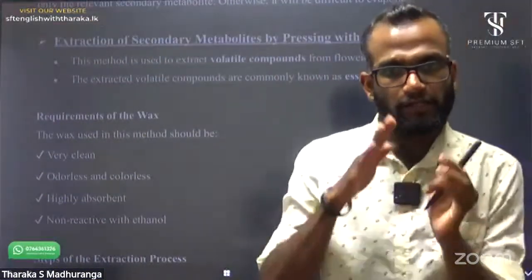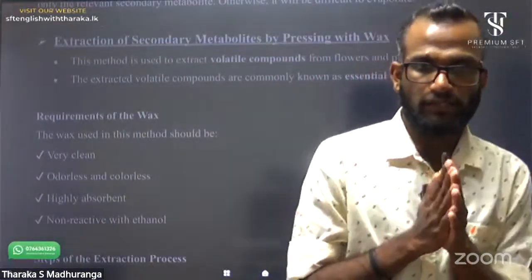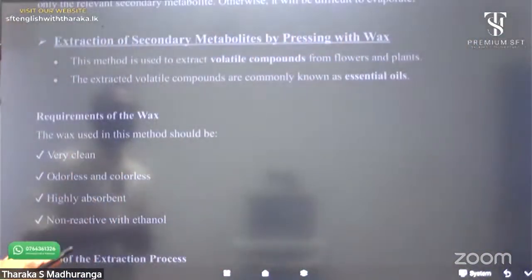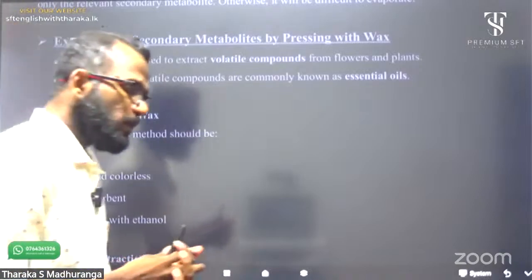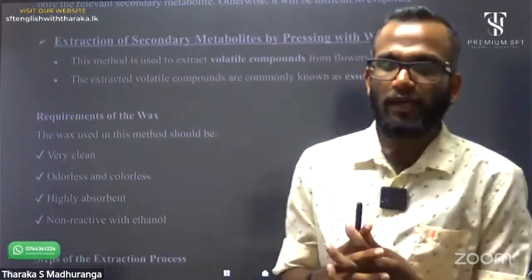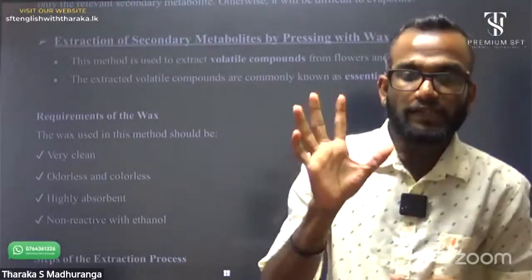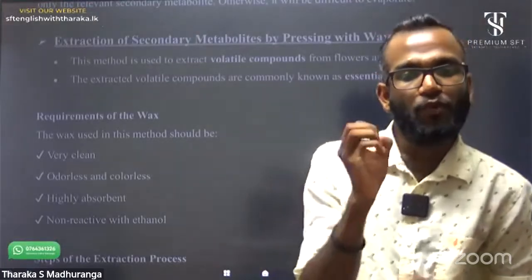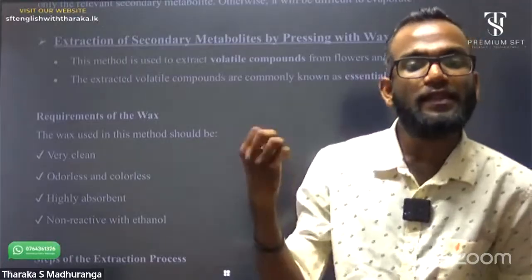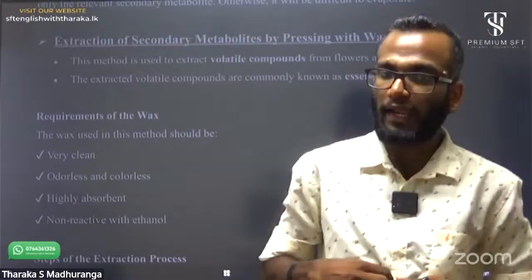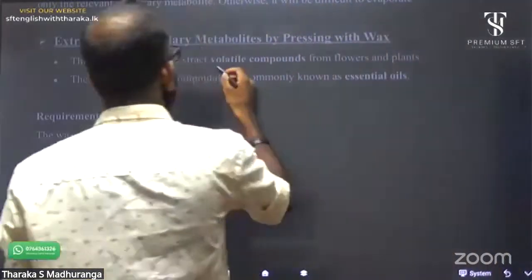The second method, the extraction of secondary metabolites, is the pressing with wax method. Actually, this method is used to extract essential oil. Why? I told you essential oils have no specific color, they are all volatile, and they have a specific aroma. These are their characteristics. They are all volatile compounds.